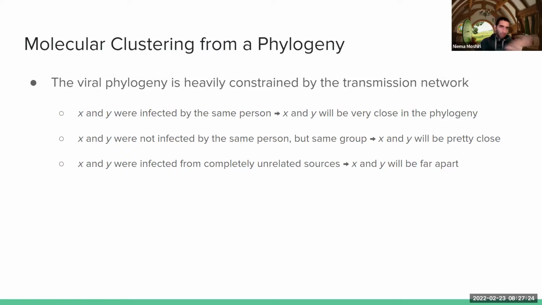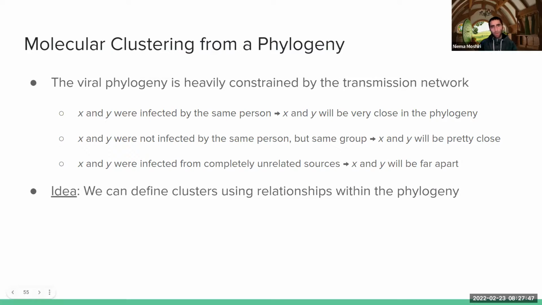So similar in principle to how we were talking about the sequence relationships, where the closer together in the transmission network two people are, the closer their sequences were. Same thing here. The closer two people are in the transmission network, the closer they're going to be in the evolutionary tree. So similarly, I can think of ways of defining clusters using relationships from within the evolutionary tree.